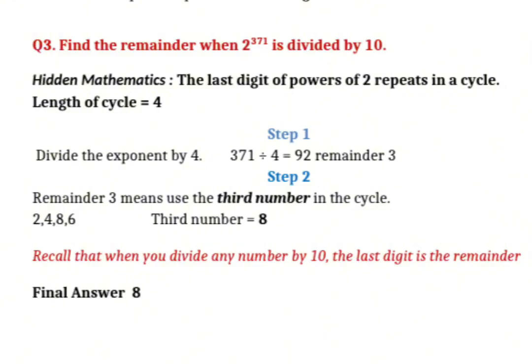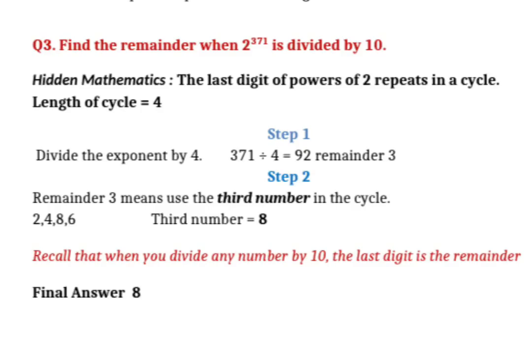Now, we first of all recall that the last digit of the powers of 2 repeats in a circle and that the length of the circle is 4. I explained that with the table before, which means after every 4 powers, the last digit repeats again. What do we do then? Step 1 is to divide the exponent by 4. Don't ask me where the 4 came from. 4 is the length of the circle of the last digit powers of 2. Please take note of that.